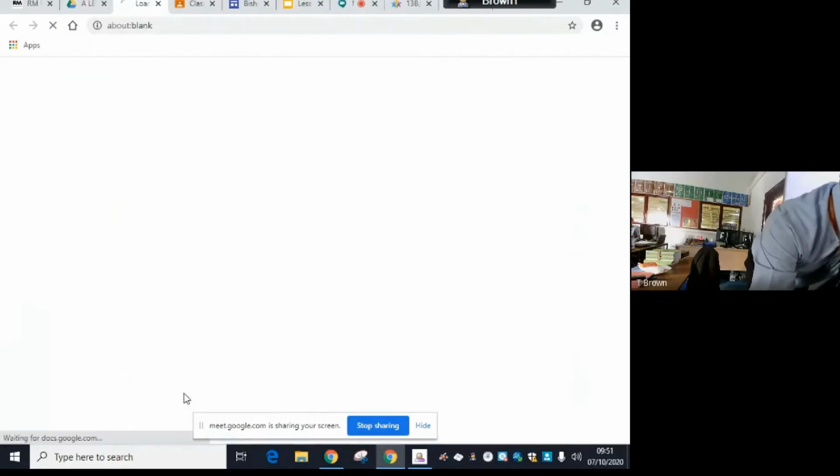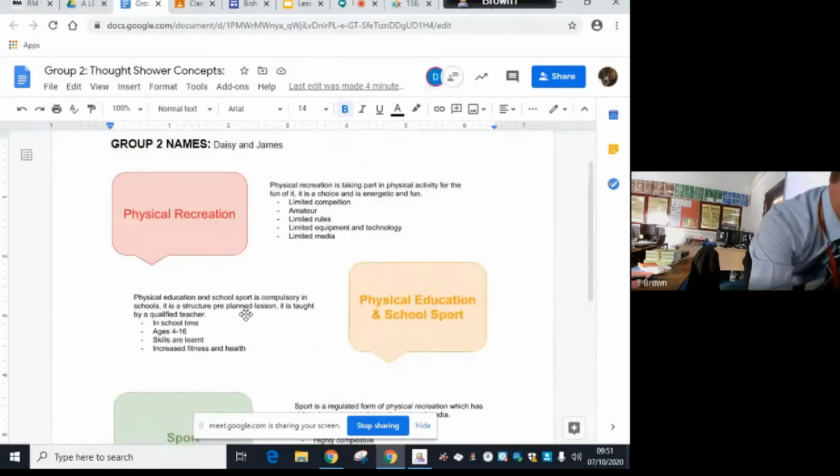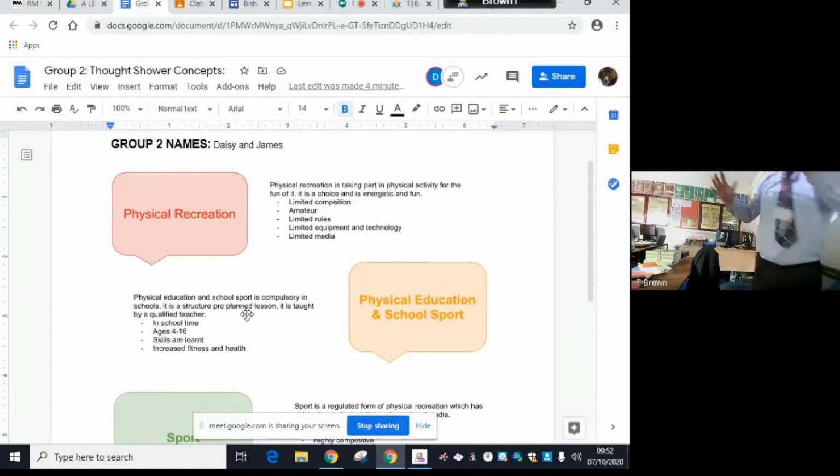Let's have a quick look at group 2. Group 2, you have chosen to present on picture, which is great. So physical recreation: limited competition, amateur. Tell me why you put the word amateur. Okay, so my advice on that one is that if you choose to use that word, you'd need to explain it, particularly in an exam, because I don't think the examiner would go, oh yeah, amateur is something I think about. It's something that you do in your free time, perhaps is a better way of phrasing that one.